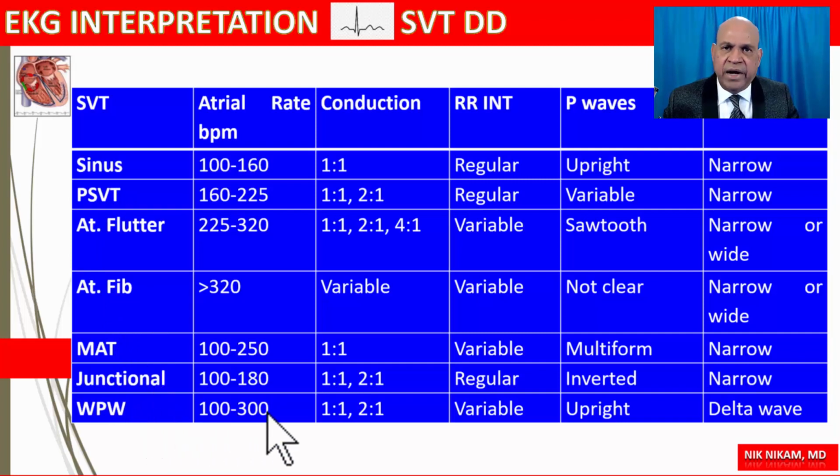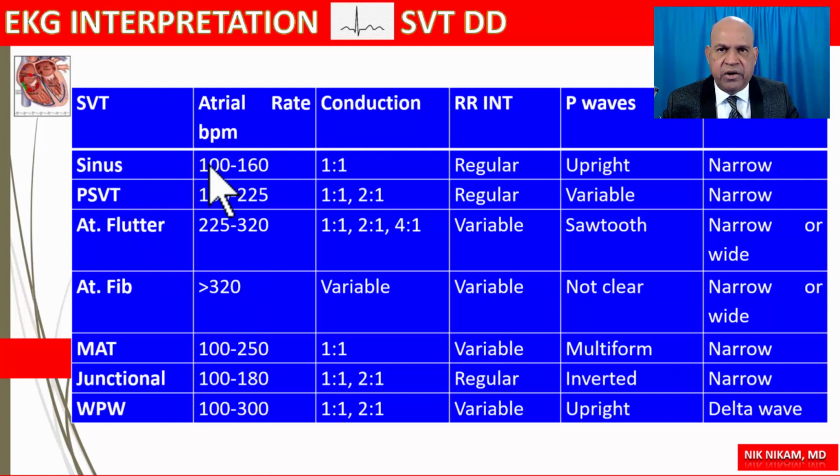They can either have wide QRS tachycardia if the impulse is going through the accessory pathway, or they can even have regular narrow QRS tachycardia if the impulse is primarily traveling through the AV node. The most important feature in this case would be the delta wave in the QRS complex. So let us keep these numbers in mind.